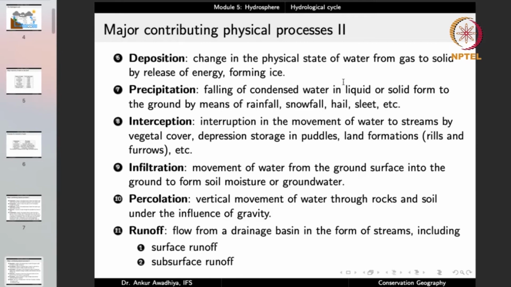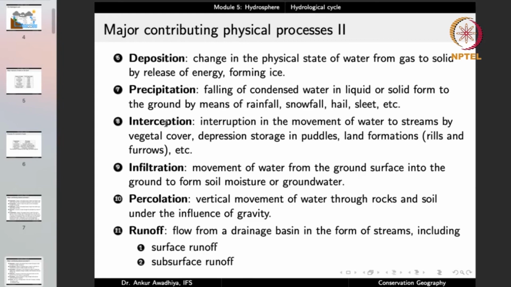So this condensed water, in the form of solid or liquid or a mixture, falls to the ground by means of this process that is known as precipitation. So precipitation means rainfall, snowfall, falling of hailstones, falling of sleet, and so on.